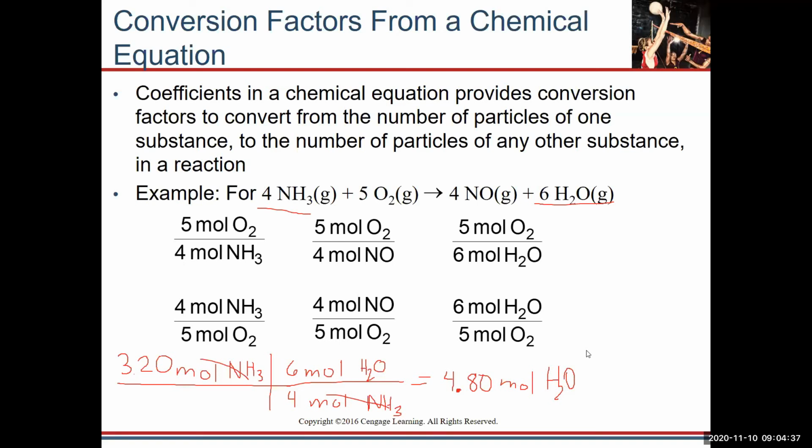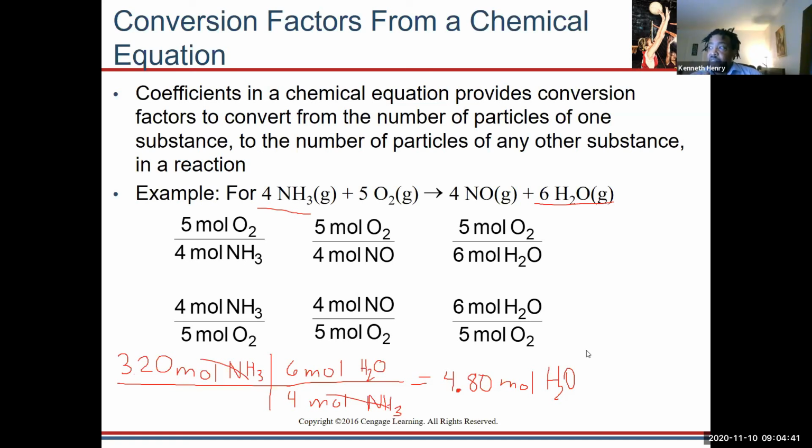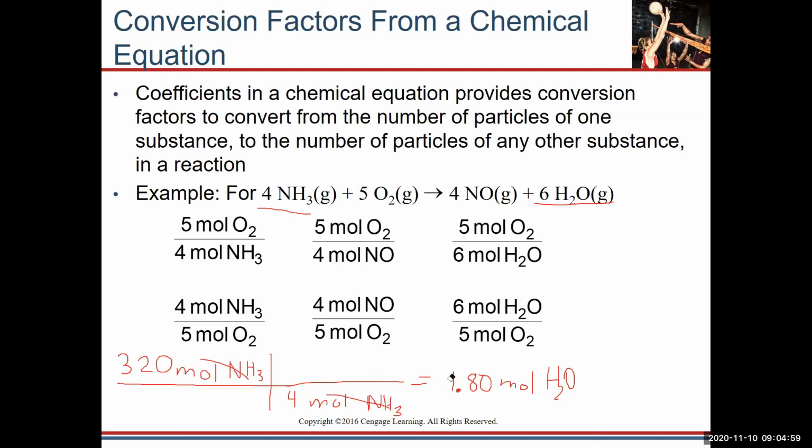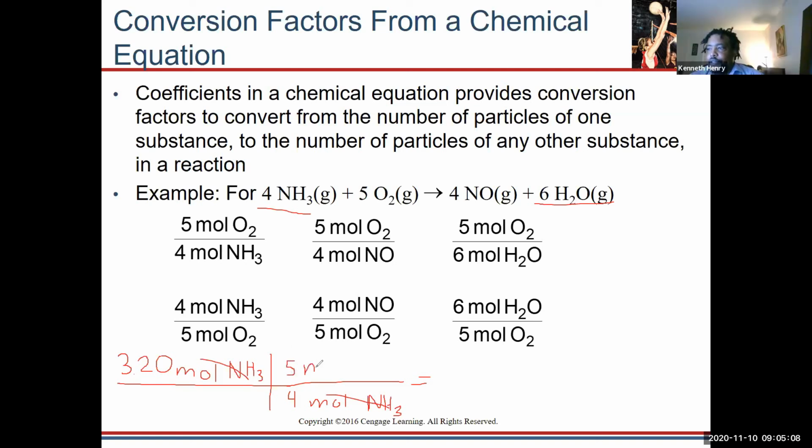Can we do another one? Yeah, sure. We can actually use the same equation, right? Can I calculate how much oxygen I'm going to need to react with 3.2 moles of ammonia? So instead of looking for water, I want to find oxygen. So what would I do differently? You would have to multiply the 3.20 times 5, divide that by 4. Okay, so I switch this out, right?